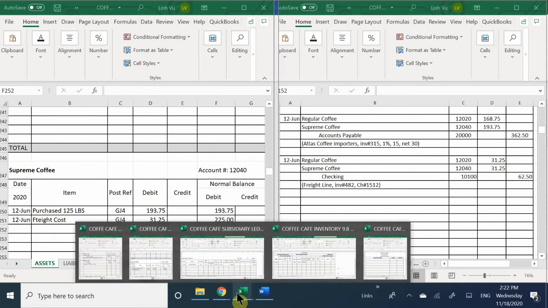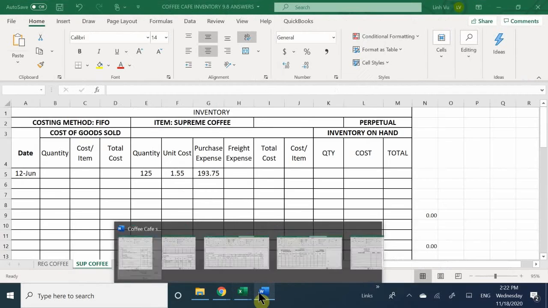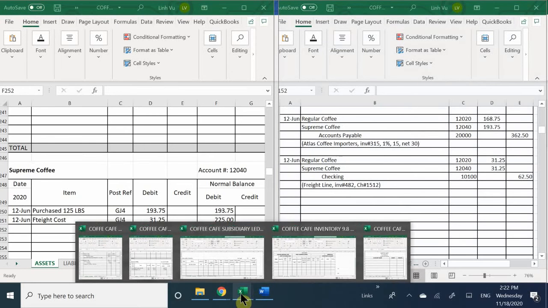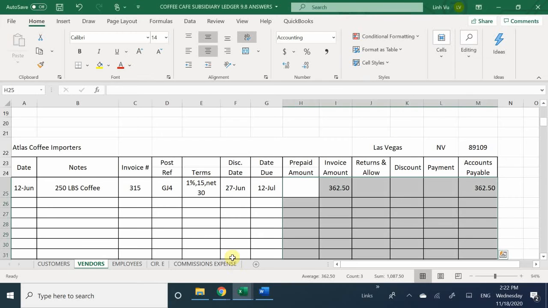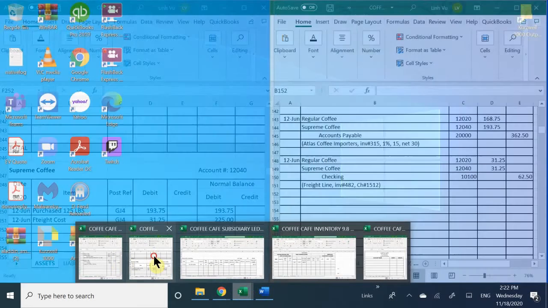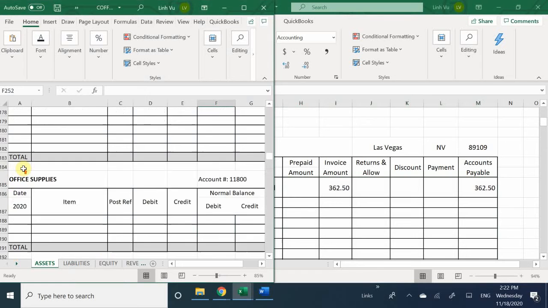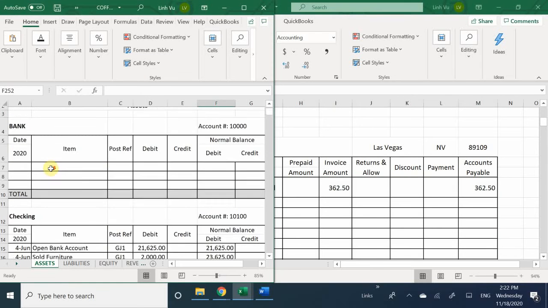So now that we have incurred our freight cost, before we update our inventory, let's get through with the subsidiary ledger. Wait, we've got to do our checking. Yes, thank you. Good. So now we've got to go to our checking.